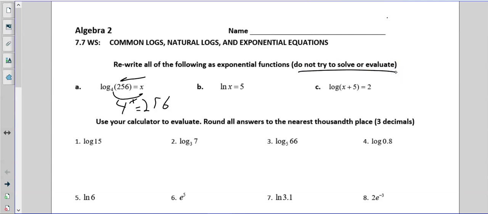We're just there. Remember, for this, the base is e if we don't see it. So that's e to the n, swish and flick, e to the 5 equals x. For log, if there's no base, it's 10. So 10 to the 2 equals x plus 5.